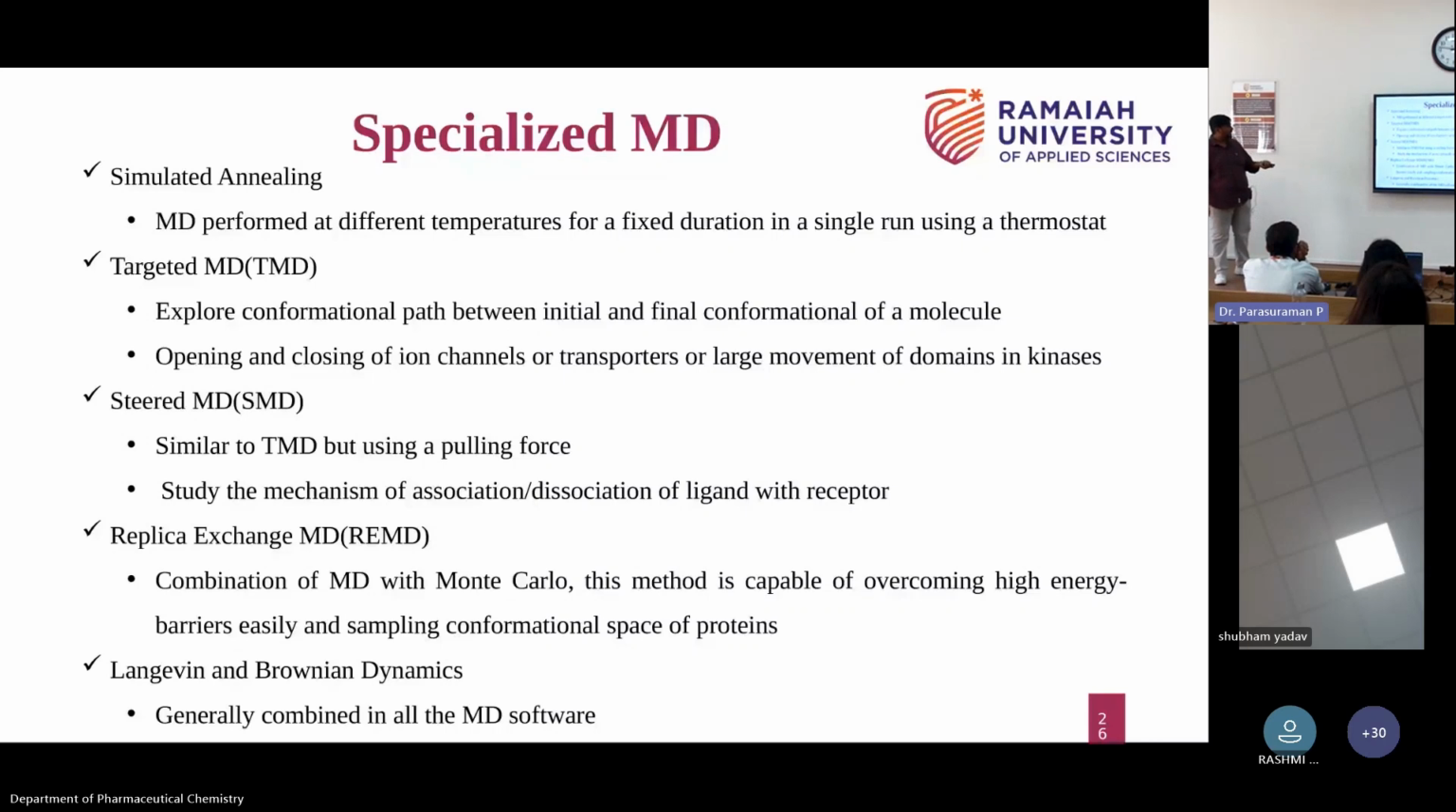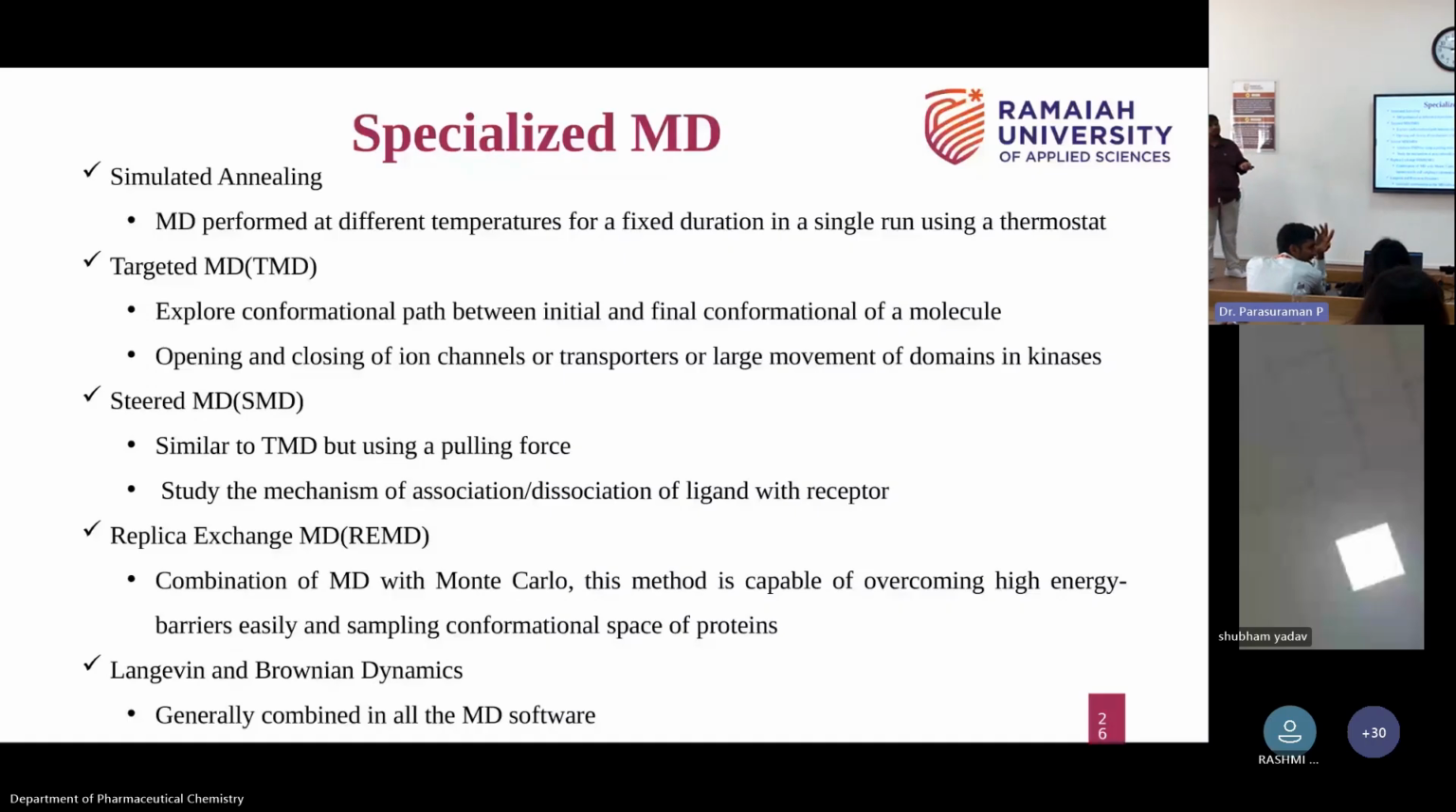Then we have steered MD. In steered MD, we'll be seeing the atom-wise stability of the particular ligand with the protein. Then we have replica MD, where we'll be combining with Monte Carlo simulation. If we want to develop a particular protein and check its stability, then we'll be using replica exchange MD, where we'll be seeing the conformation of the protein.